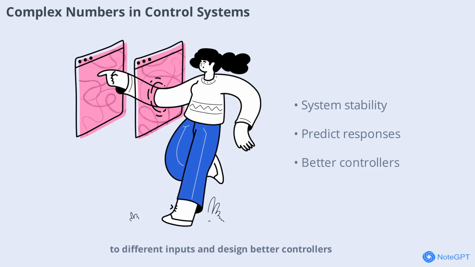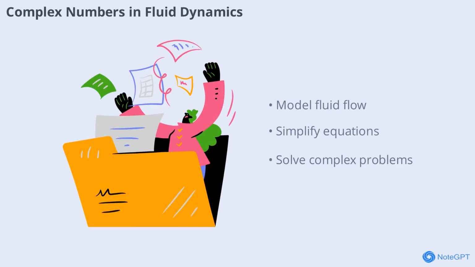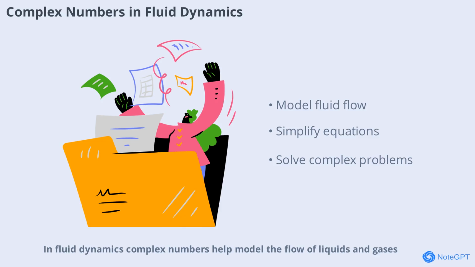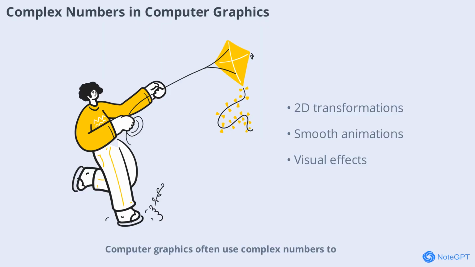In fluid dynamics, complex numbers help model the flow of liquids and gases. They simplify the equations governing fluid motion, making it possible to solve problems that would otherwise be extremely difficult. Computer graphics often use complex numbers to perform transformations and create stunning visual effects. For example, rotating an object in 2 dimensions can be done using complex multiplication, making animations smooth and efficient.